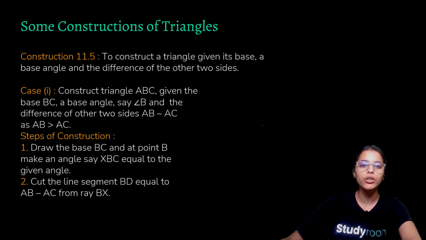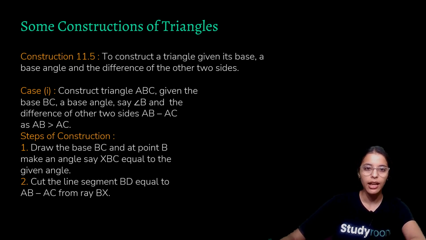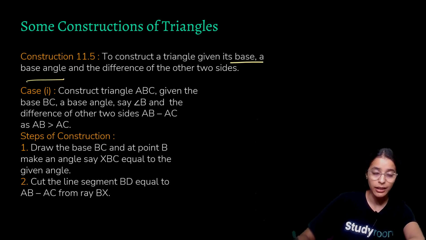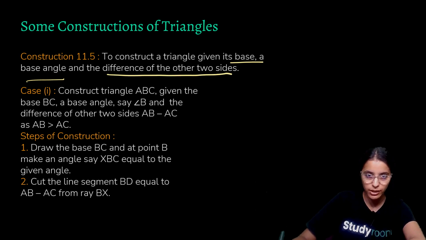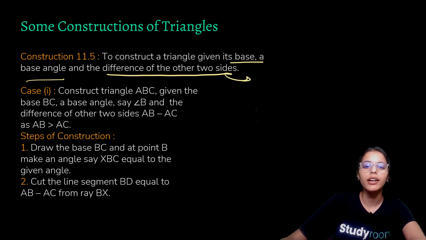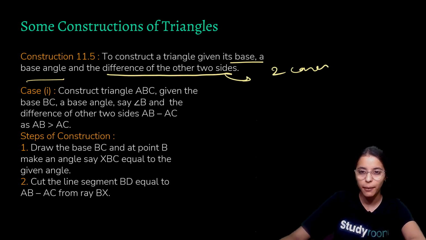Now let us move on to the second case of our construction of triangle. It is the same in the sense that we are given a base and an angle, but the catch here is that we have been given the difference of the two sides. Because of the difference, we have two cases.